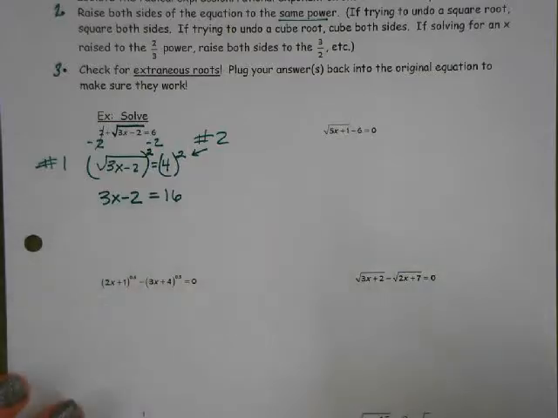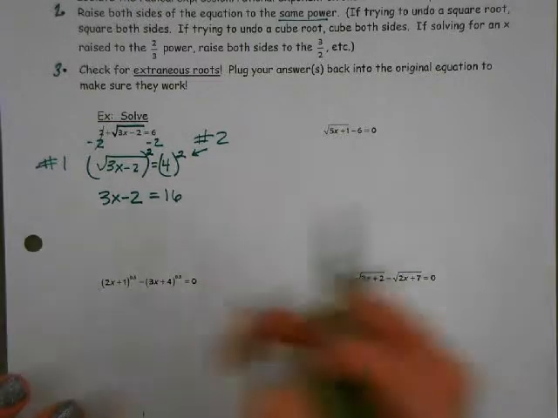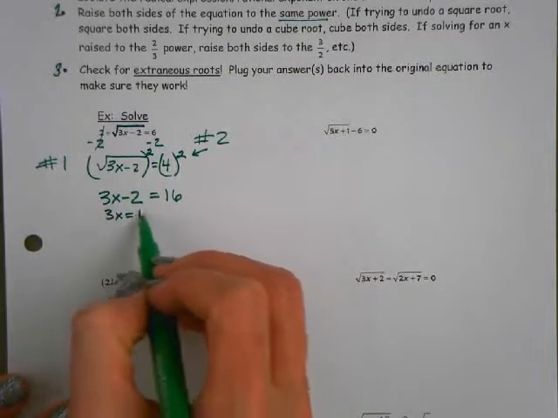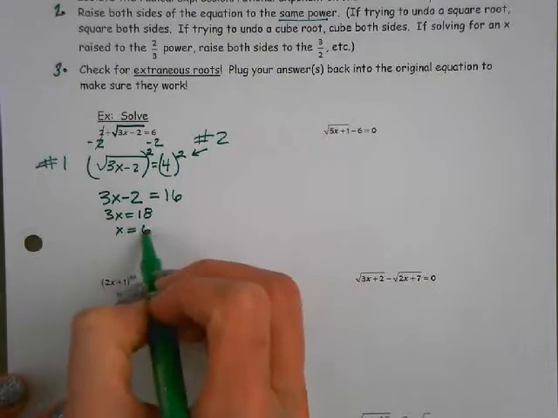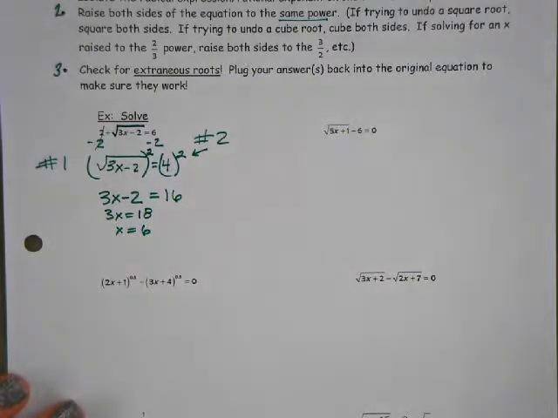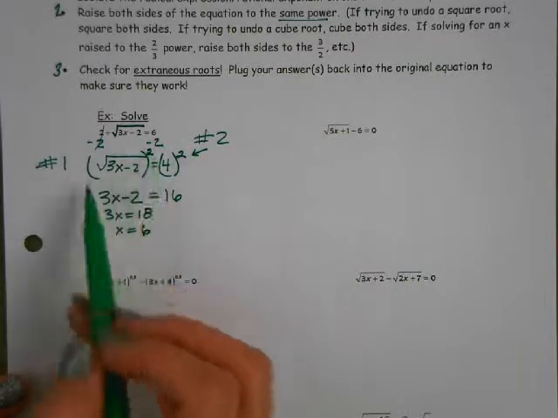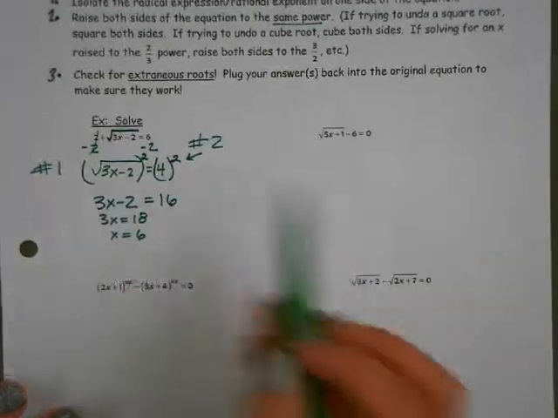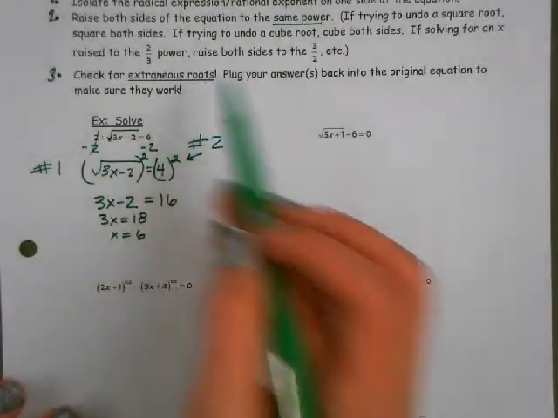So at this point, you pretty much could probably solve for x, right? We all know how to solve for x. Move the constant over, divide by the coefficient. So I'll do 3x equals 18. X equals 6. So the trick really is getting that power, right? Well, so then my step number 3 though says check for extraneous roots.